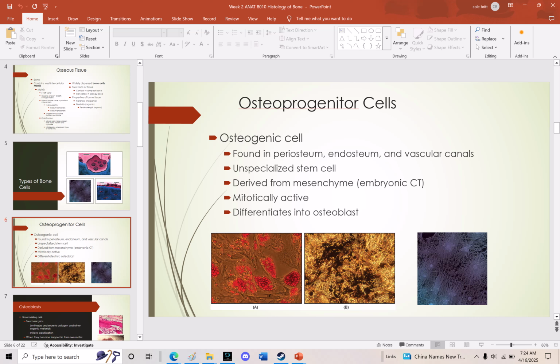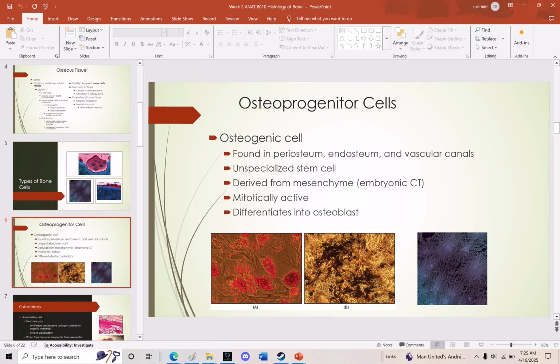Mesenchyme is a form of embryonic connective tissue that differentiates and becomes the bone cells themselves. If something's mitotically active, what does that mean? It undergoes mitosis. Yeah, so it's replicating, right? So it's able to actively replicate, so it's mitotically active, cells divide, and these will ultimately differentiate into the osteoblasts themselves. So the osteogenic cells that we find in the periosteum, endosteum, and vascular canals initially are unspecialized, meaning that they haven't chosen essentially their career path yet. They are derived from this tissue and eventually will become osteoblasts.